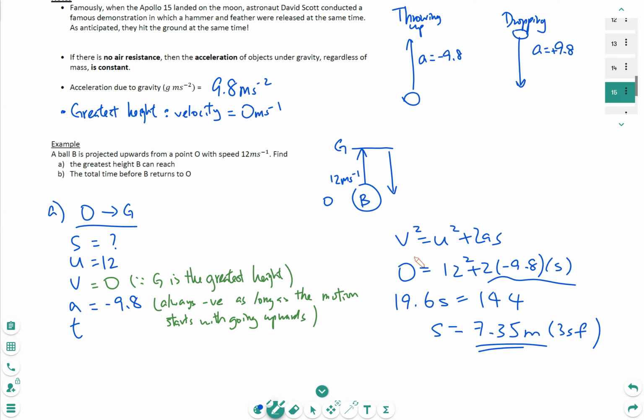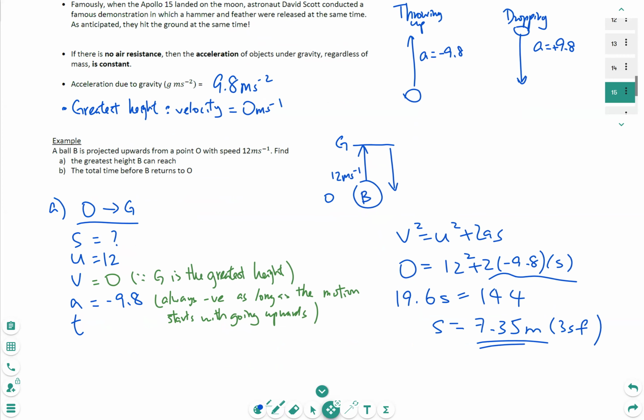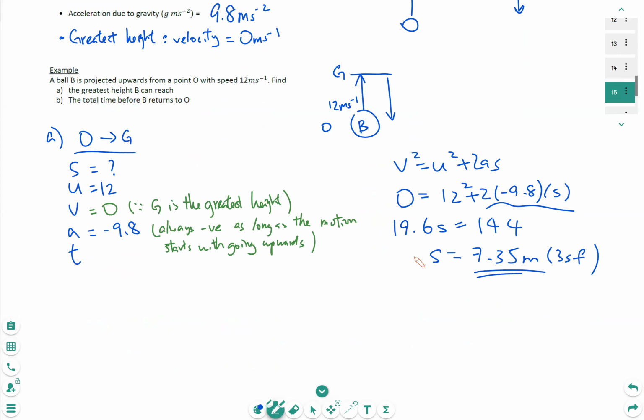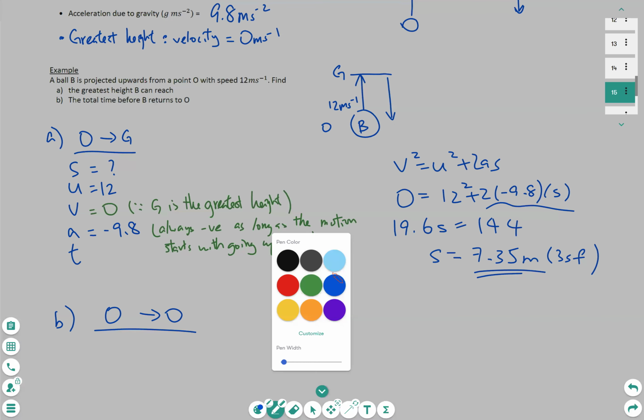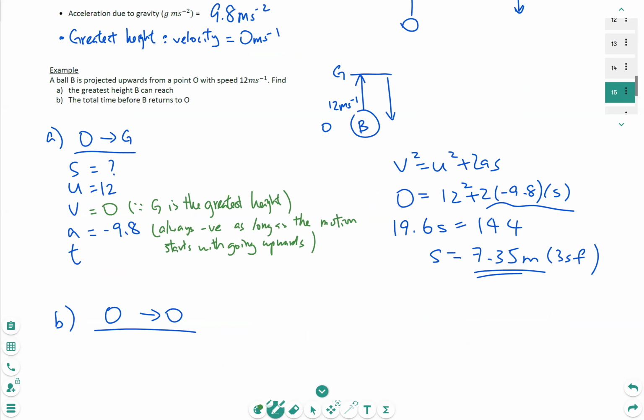Okay, part B. Find the total time before B returns to O. So part B, when the ball returns to O, that means we want to calculate a journey from O to O. Now you can also do O to G plus G to O, and then apply SUVAT both ways. But obviously, it'll be a long-winded way, wouldn't it? So let's go O to O.